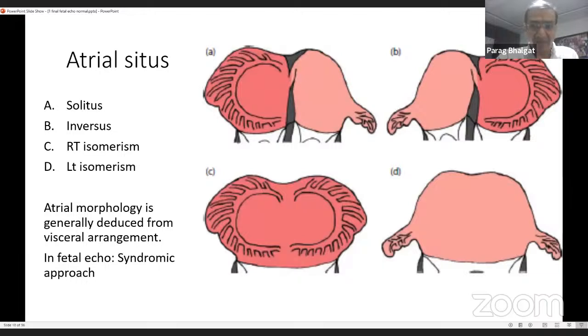Now, atrial situs has the following possibilities. If the right atrium is on the right side, it is situs solitus. If the right atrium is on the left side and the left atrium is on the right side, it is situs inversus. If both atrial appendages are of right morphology, that is right isomerism. If both atrial appendages are of left morphology, that is left isomerism.